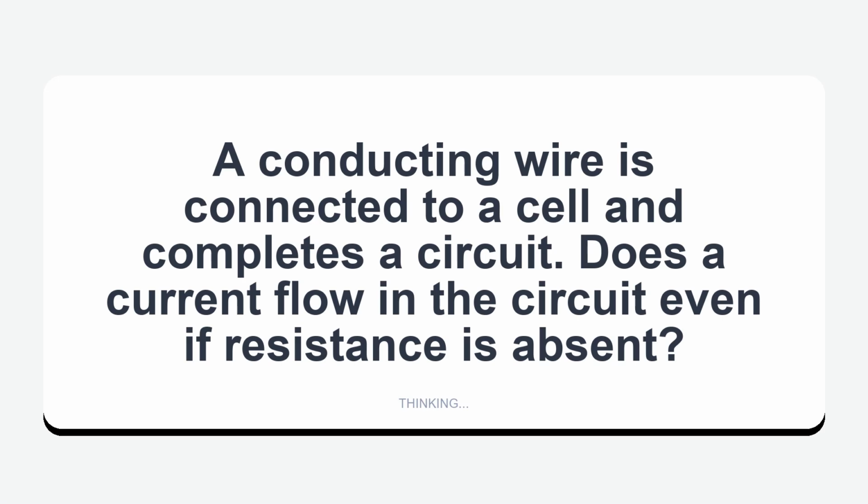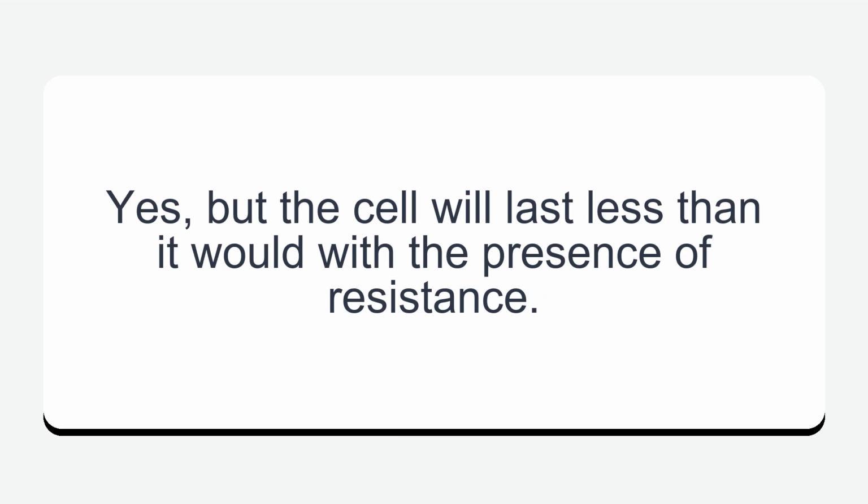A conducting wire is connected to a cell and completes a circuit. Does a current flow in the circuit even if resistance is absent? Yes, but the cell will last less than it would with the presence of resistance.